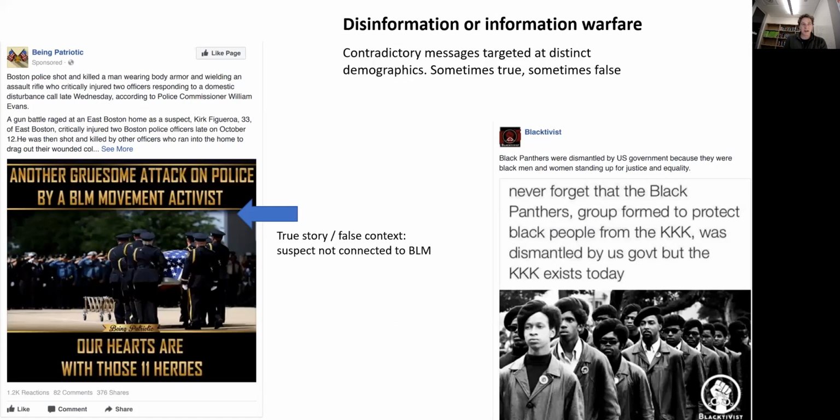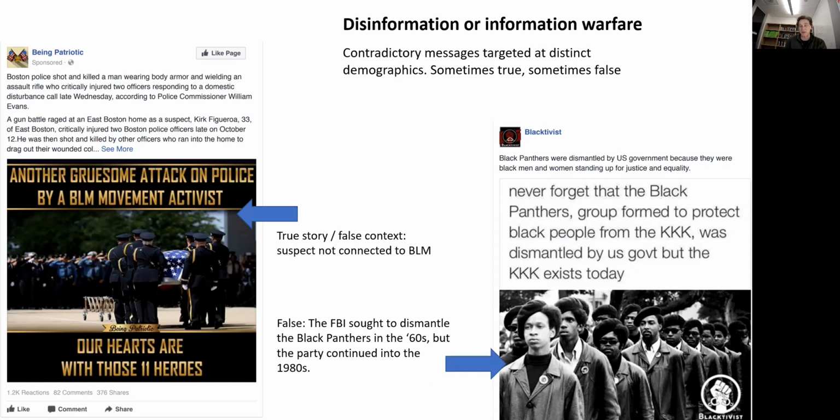On the other side, we have a story from someone called Blacktivist. And here, this is a story about the Black Panthers, posted to social media. Never forget that the Black Panthers, a group formed to protect Black people from the Ku Klux Klan, was dismantled by the US government, but the Ku Klux Klan exists today.